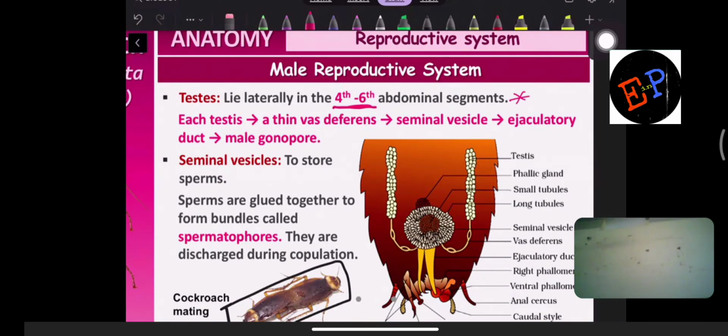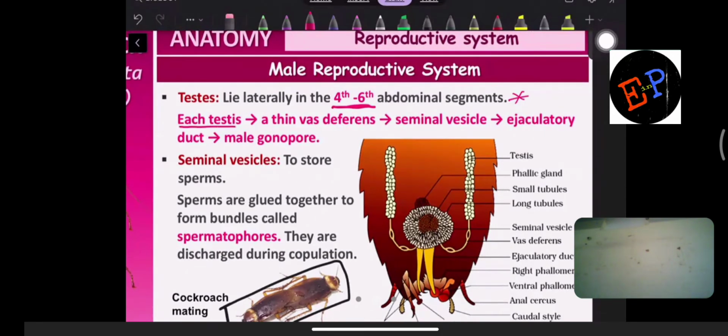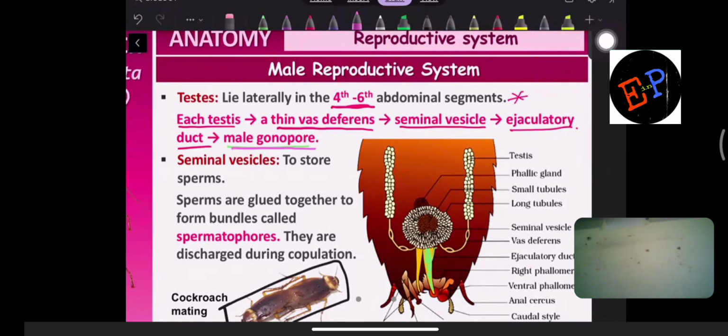So now let us see the passage of these sperms, how sperms pass from one organ to another organ. First they are produced in the testis, then they enter into vas deferens, a tube-like structure. Then they enter into seminal vesicles, where nourishment will take place. Then they enter into this ejaculatory duct. So here you are seeing this yellow color duct. This yellow color duct is called ejaculatory duct. Clear? And through this ejaculatory duct, it enters into the aperture of this cockroach. Hole of this cockroach, or opening, which is also called male gonopore. Understood, no?